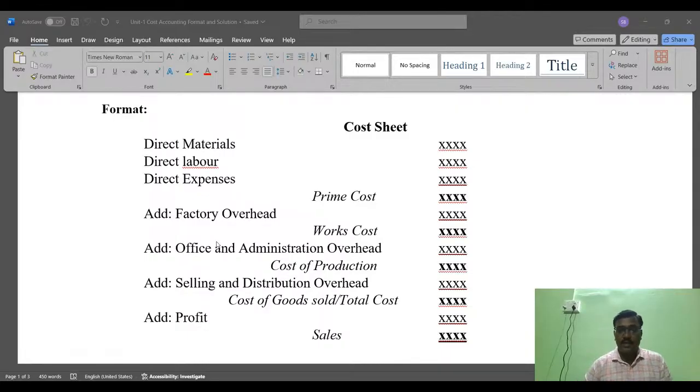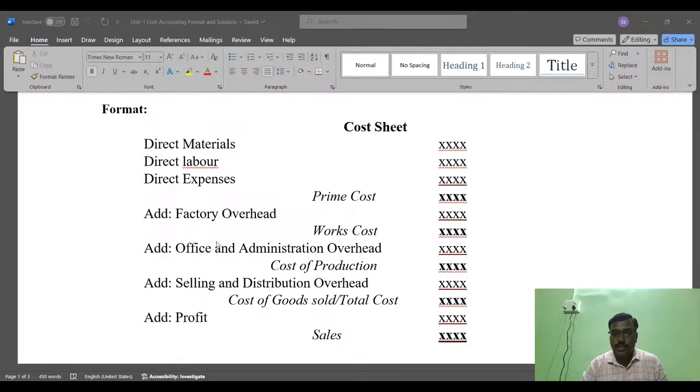Office manager salary, stationery, printing, filing, and so on. These expenses are called office and administration overhead. Office manager salary is also called office and administration overhead. So any expenses incurred in a factory are factory overhead. Similarly, any expenses incurred in an office are called office and administration overhead. After adding the administration overhead, the result is called cost of production.